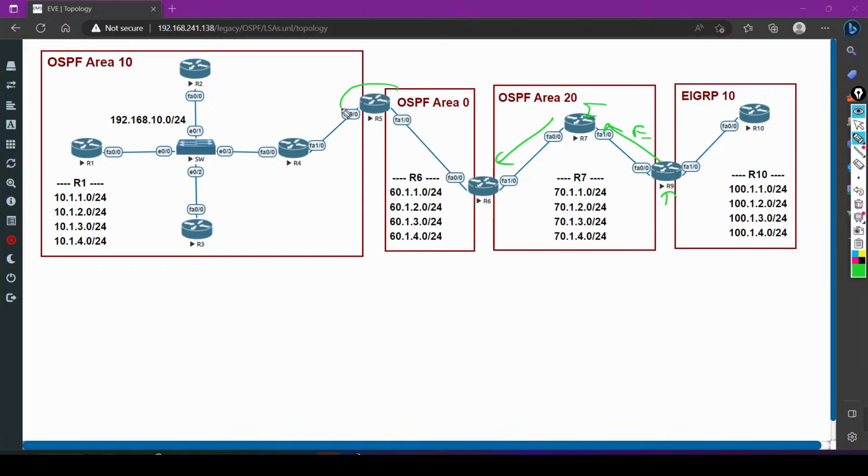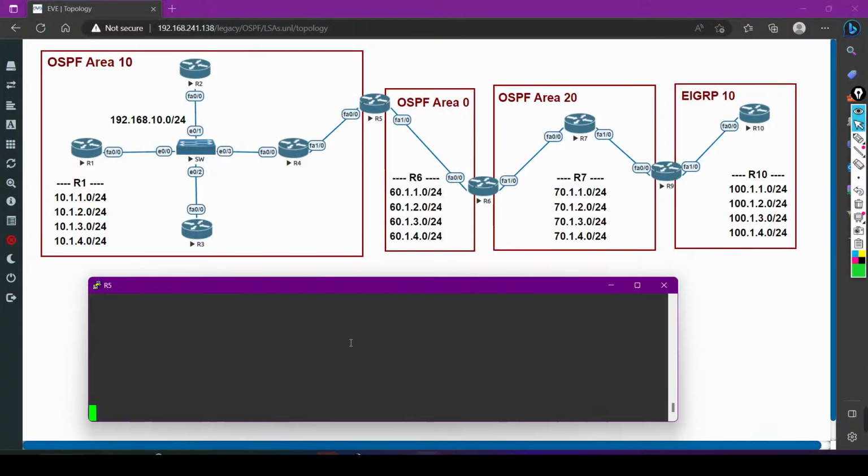But router 5 will not, and came to know about the ASBR, because this LSA cannot cross area. So this ABR router will generate what? LSA 4. On router number 5 you can verify that. On router number 1, 2, 3, 4, any router, you can verify that there will be LSA 4. So let me take you to router number 5 first.